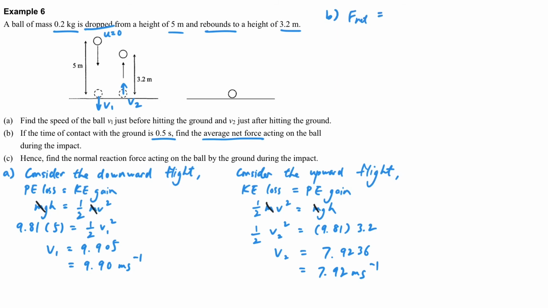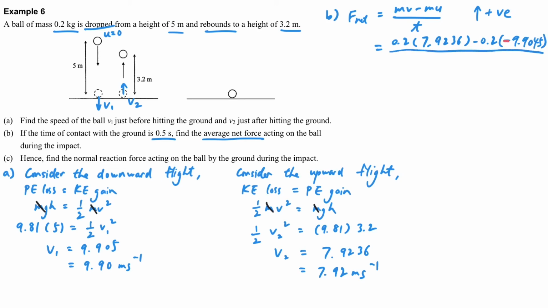As we know, F net is equal to (mv minus mu) over t. Because this is a vector equation, we have to take a direction as positive. If we take upward as positive, then when we substitute the values, the downward V1 should be a negative value. By this, we can find the F net here.